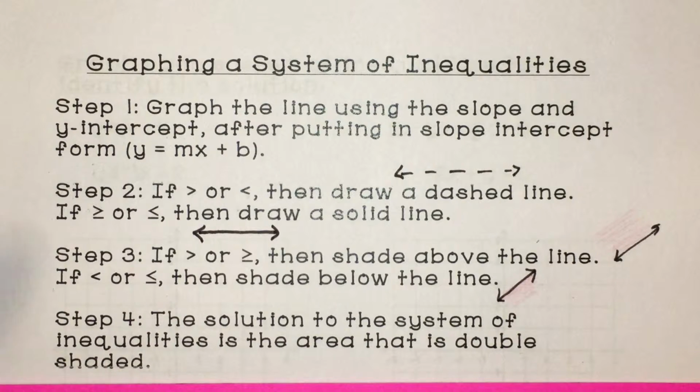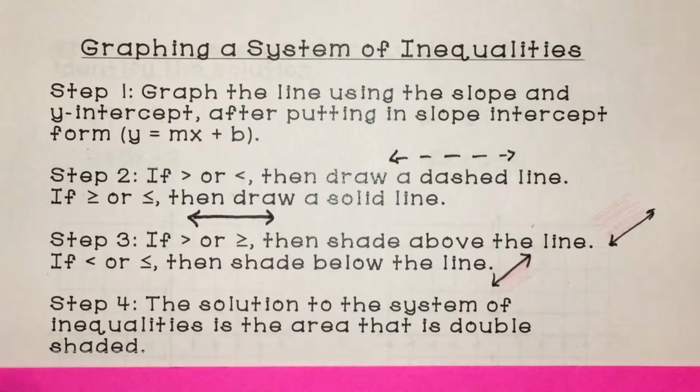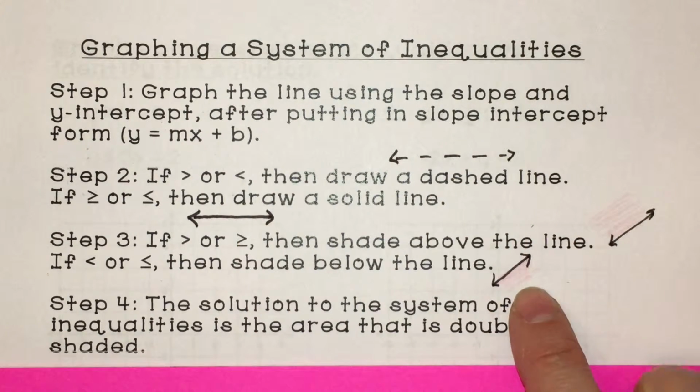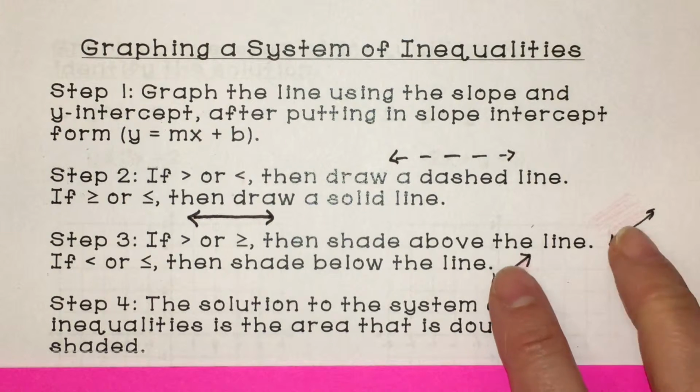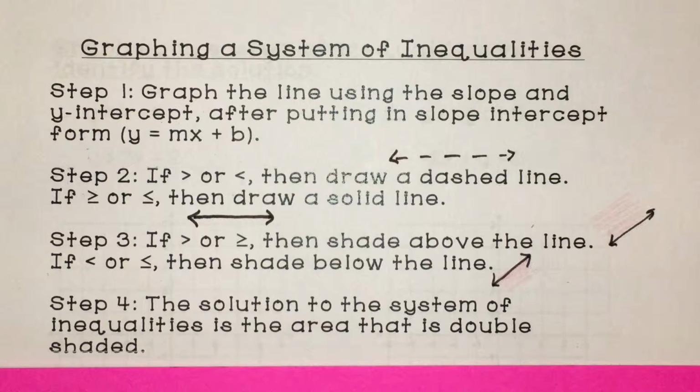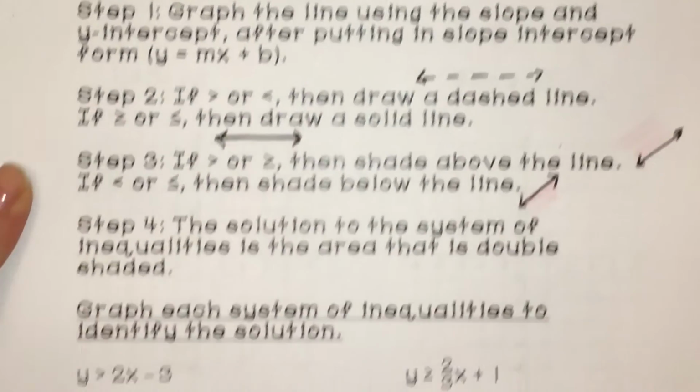All right, so you're always looking for a solution when you're graphing a system of inequalities or equations. So the solution to this system of inequalities is an area that is double shaded. So you're going to be graphing two inequalities. You're going to be having dashed and solid lines, and you're going to be shading above and below. So when you shade for both of your inequalities, the place where the shading overlaps is your solution. So let's go ahead and do one so that you can see what I'm talking about.